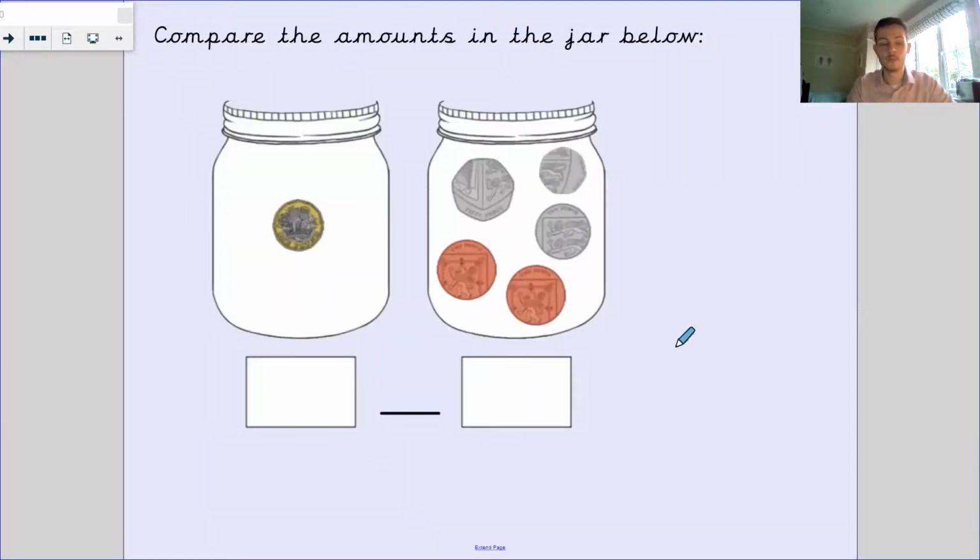Okay, let's do it again. We have £1 in this jar, so I'm going to write in £1. Then on this side, I need to check how much is here. So I'm going to count 50p, 60, 70p, 80p, 81, 82, 83, 84.